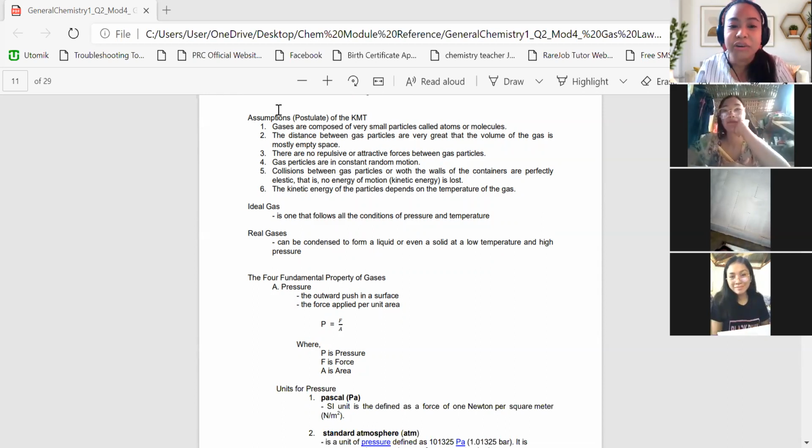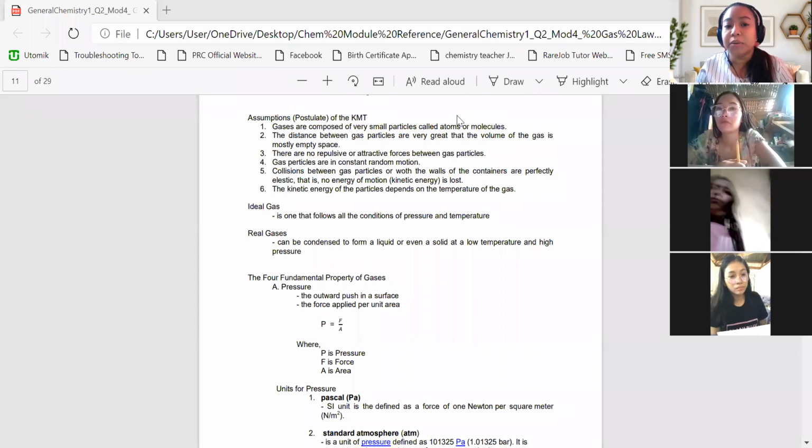Next. There are no repulsive or attractive forces between the gas particles. Since there is no repulsive or attractive force, they do not interact with each other. A chemical reaction takes place when there is a collision between the particles. So even if many of them collide, there is no reaction because there is no repulsive and attractive force. They will just bump, like marbles. When marbles collide, they will just move away from each other.